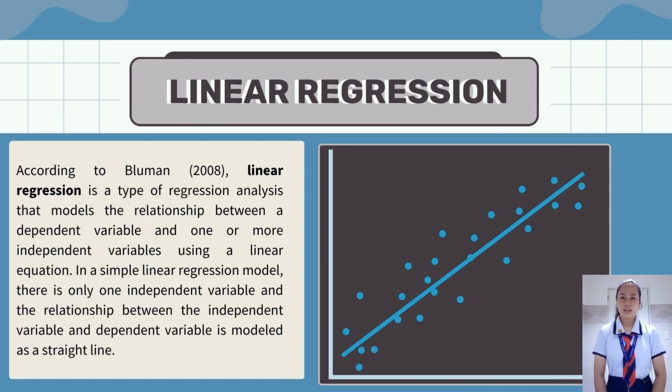A linear regression line can be positive (upward sloping), negative (downward sloping), or flat (horizontal). The regression line can be used to make predictions for the dependent variable.